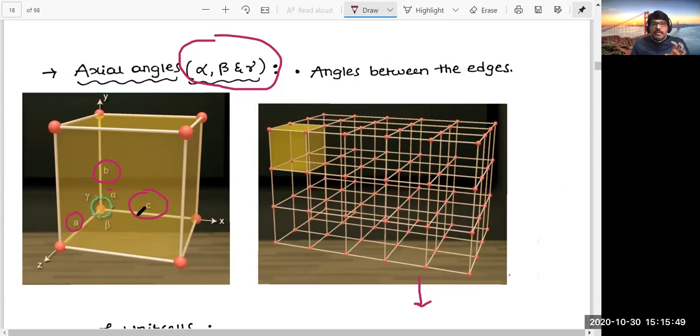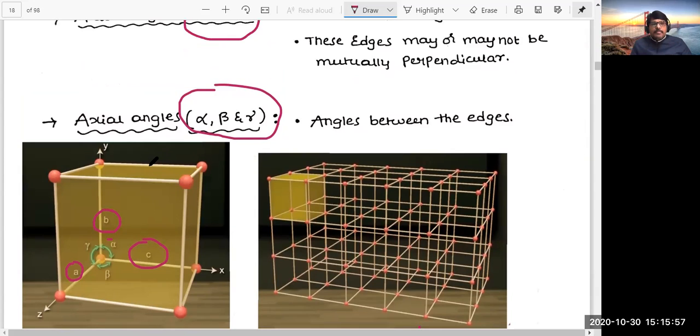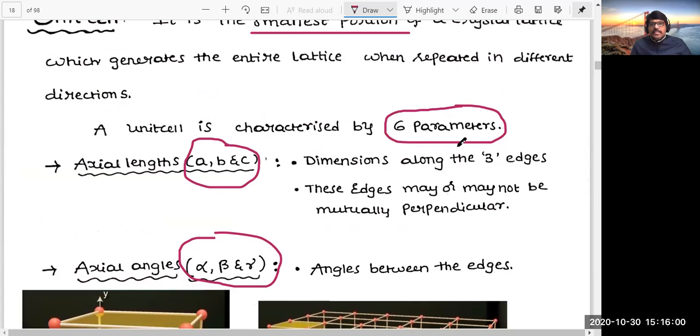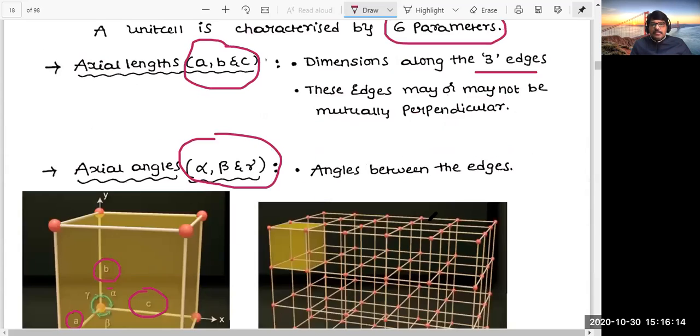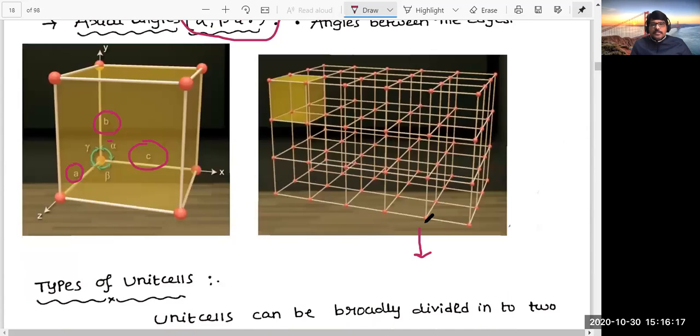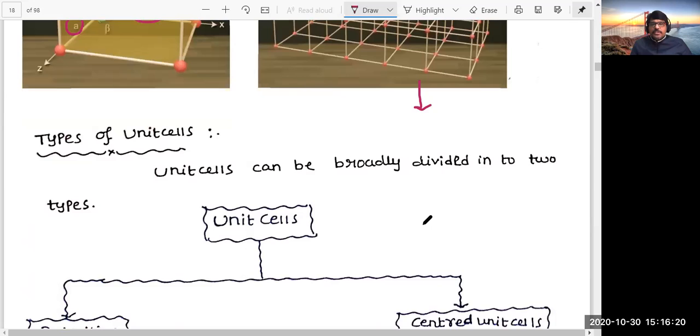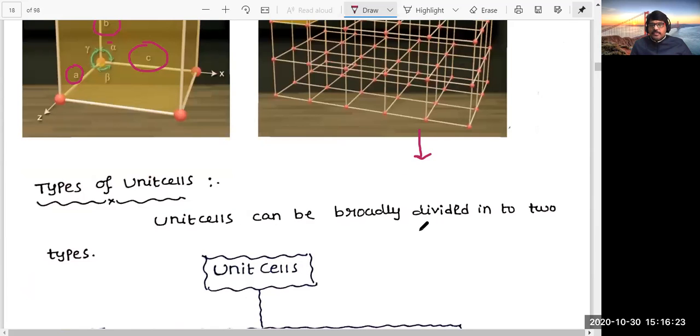By taking these 6 parameters, we can develop the basic crystal systems. A unit cell is characterized by 6 parameters. So here, the dimensions along 3 edges, and the 3 edges may or may not be mutually perpendicular, and the angles between the edges. These are the 6 parameters. Now, first let us take the classification of unit cells. Then we can go for Bravais lattices, basic crystal systems, and Bravais lattices. So now you have got the clarity of a unit cell.